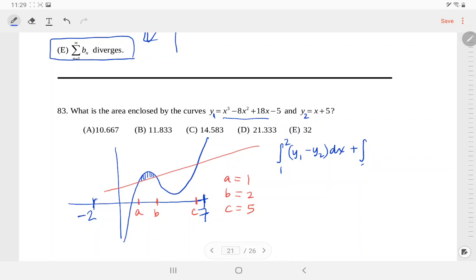Plus 2, sorry, I don't know why I was skipping to 3. 2 to 7. I feel like the curve changed, right?